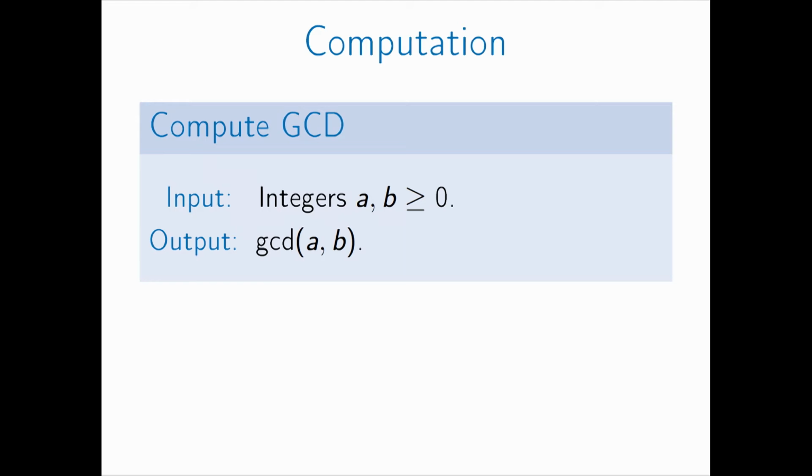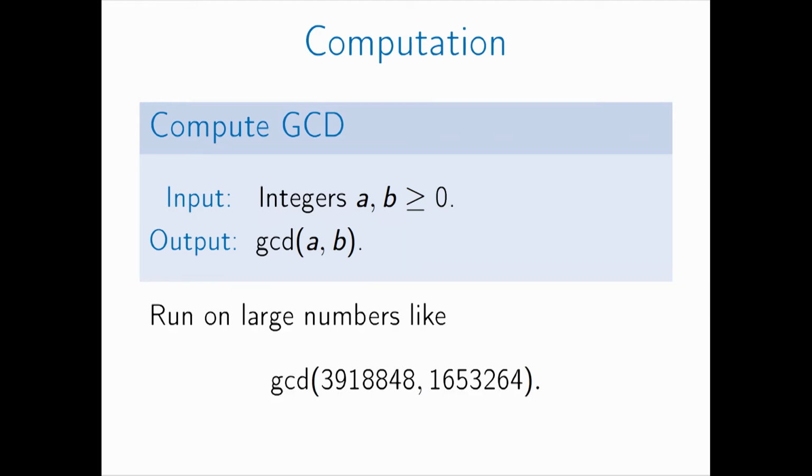And just to be clear what kinds of inputs we care about, we'd like to be able to run this on very large numbers. We don't just want something that works for the GCD of 5 and 12 or 11 and 73. We'd like to be able to do things like the GCD of 3,918,848 with 1,653,264. In fact, we'd also like to be able to compute much bigger numbers, 20, 50, 100, 1,000 digits. We'd still like to be able to get GCDs of numbers of those sizes pretty quickly.